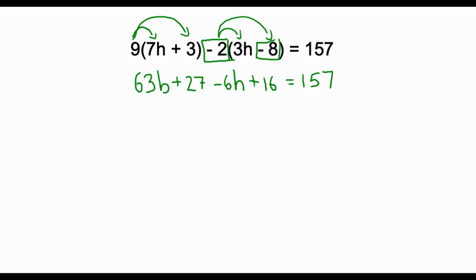So what I mean by that, oops, I just noticed here I wrote 63b. I meant to write it as h. So let me go ahead and fix that. All right, so that's 63h, not b. All right, so now we're going to start combining like terms.